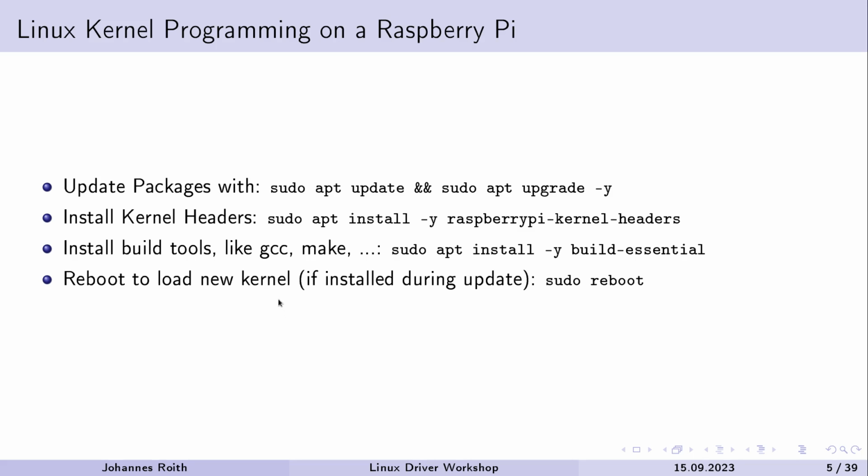In order to build our kernel modules, we will need the GNU C compiler and we need Make for running Makefiles. These two applications are bundled in the build-essential package in Debian, so I would highly recommend you install it. And then, in case this upgrade has installed a new kernel, we need to reboot our Raspberry Pi so the new kernel is loaded and the Linux kernel headers match our running kernel. So this is quite important.